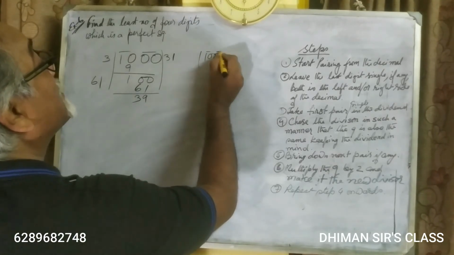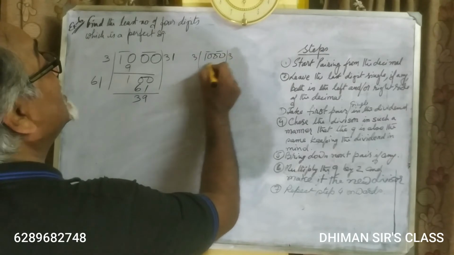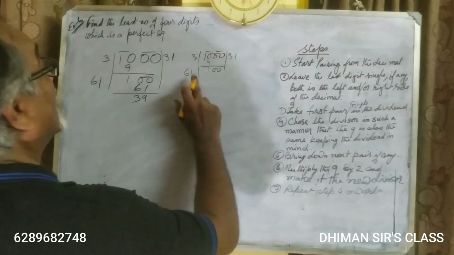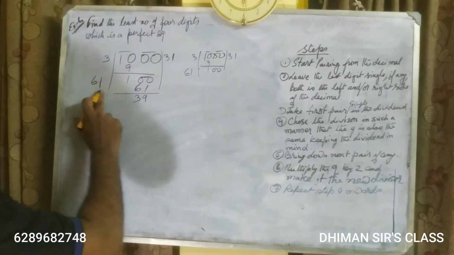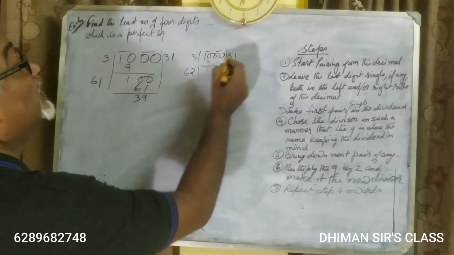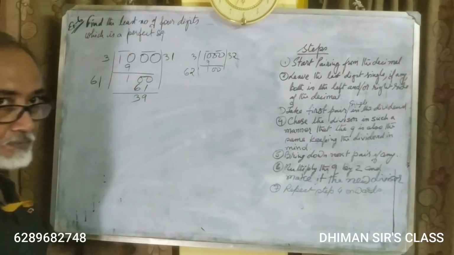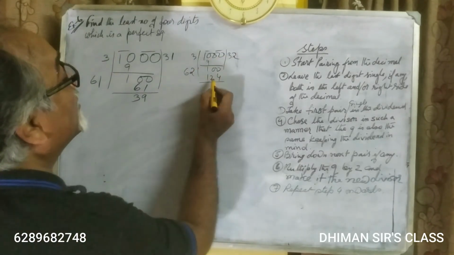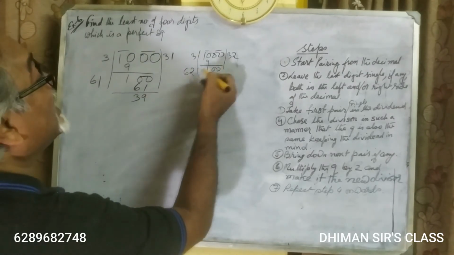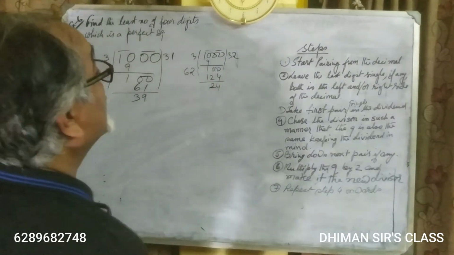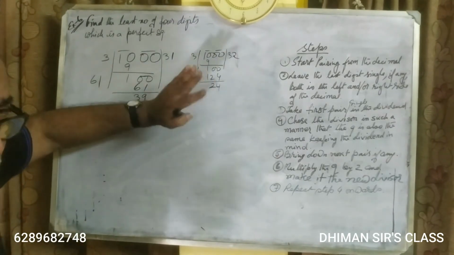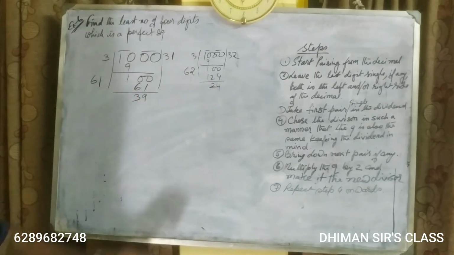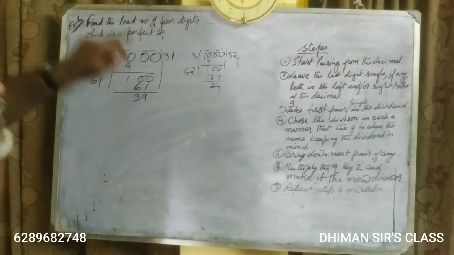1000, pair, 3 3s are 9, 1, 0, 0, 6, 6, 1, no, not 1, the last divisor is 1, so it will be 2. Now, 2 2s are 4, 2 6s are 12. From 124, subtract 100, we get 24. Of course, minus 24, but we are not concerned about the signs here. Which one is smaller, 24 or 39? 24. So we will add 24 to 1000.